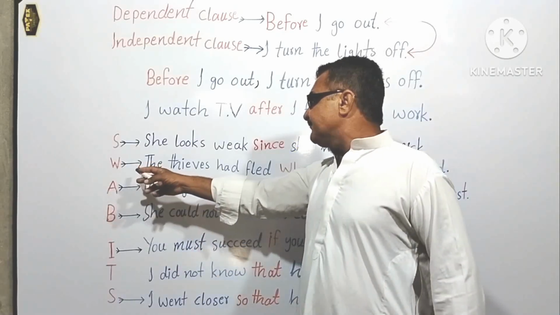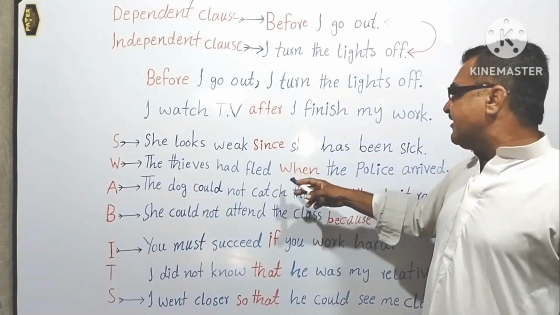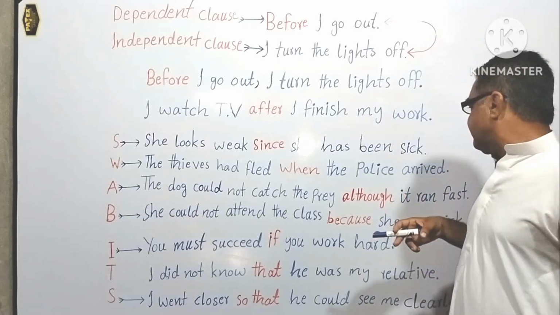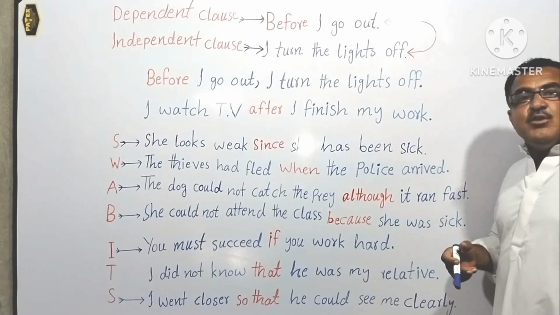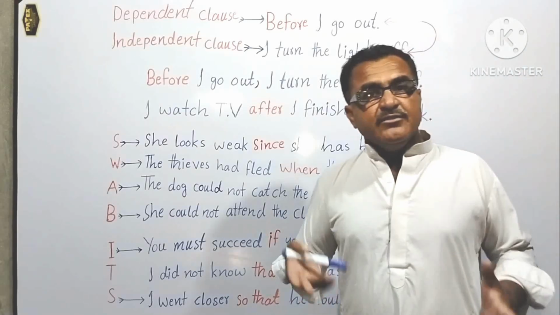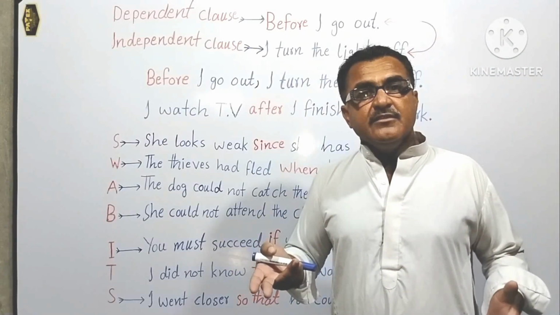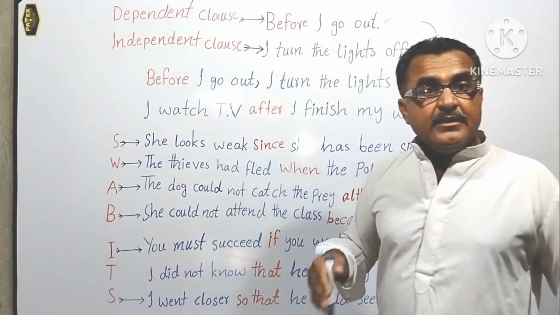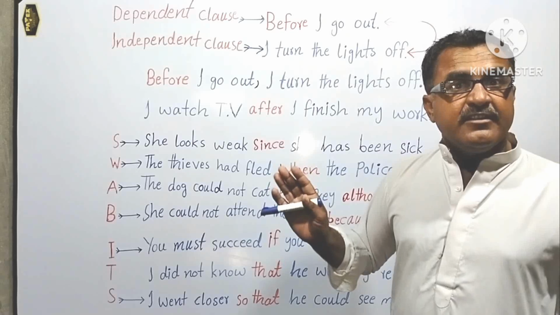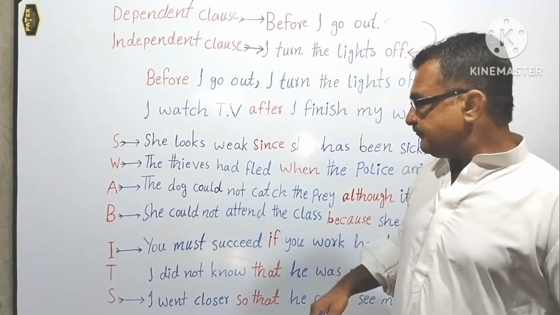Look at the second example. The thieves had fled when the police arrived. Now if you take this part, I mean the dependent clause, when the police arrived, so what? Then what? When the police arrived, you say the thieves had fled. Okay, the robbers had fled when the police arrived.